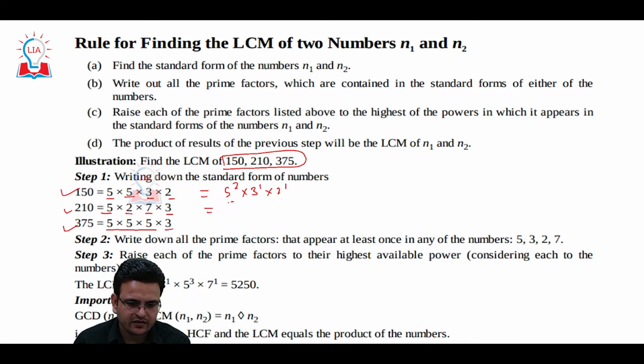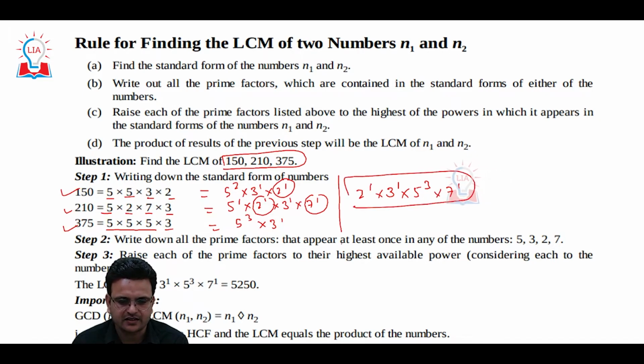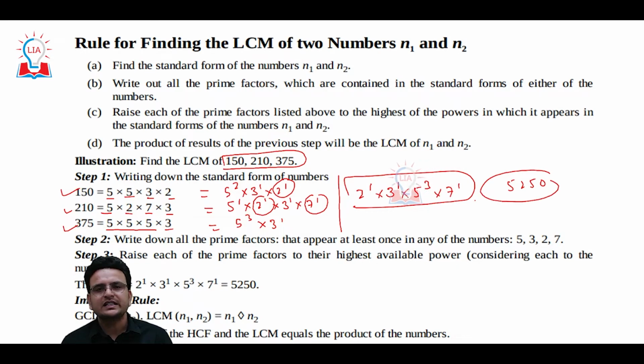Here again 5 to the power 1, 2 to the power 1, 3 to the power 1 and 7 to the power 1. Here again 5 to the power 3 and 3 to the power 1, and we have to take the maximum value. Maximum power of 2 is 1, maximum power of 3 is 1, maximum power of 5 is 3 and maximum power of 7 is 1. That is the answer. The answer will be 5250. So this is the way you can get the LCM.